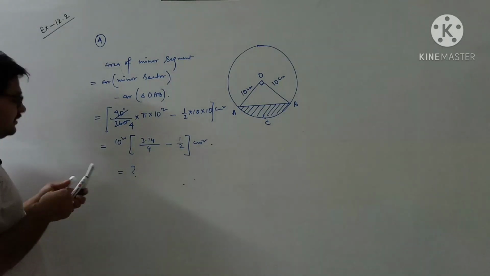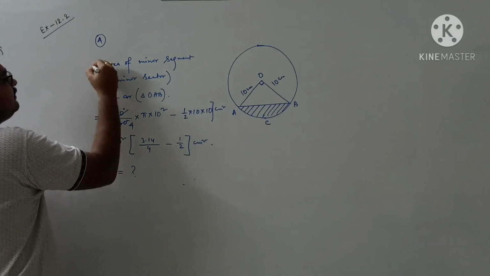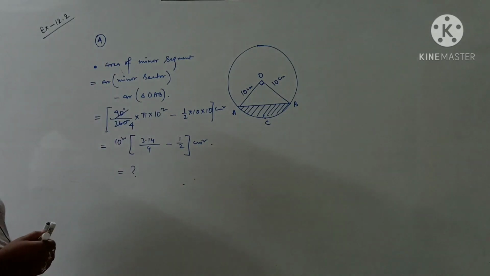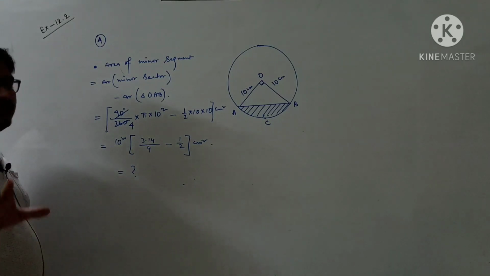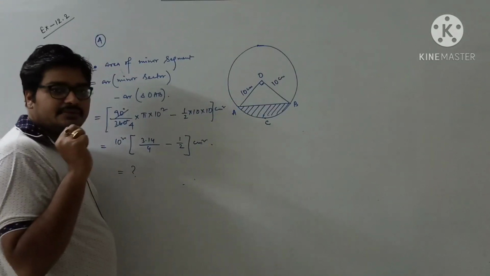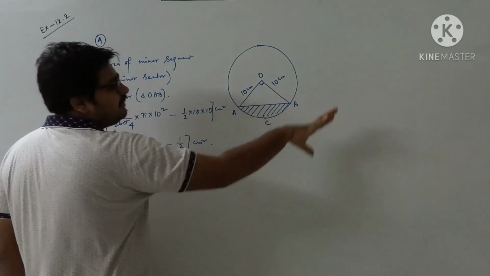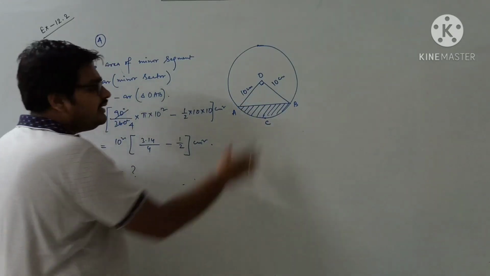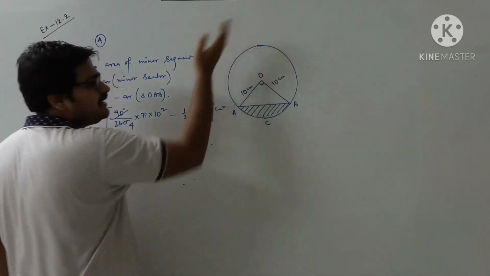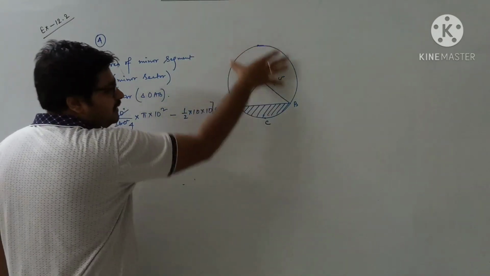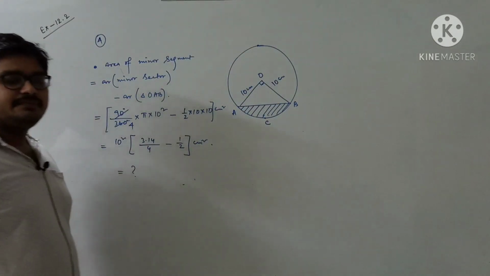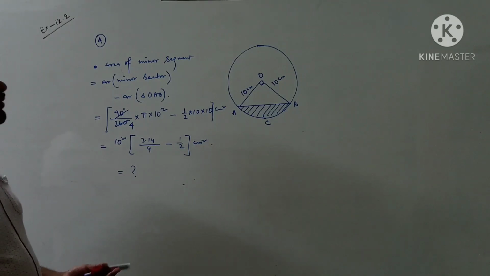That is one part, to find the area of the minor segment. Now to find the area of the major segment, there are two ways. From the whole circle, you subtract the minor segment area and you will get the major segment area. Otherwise, you have to do more work.